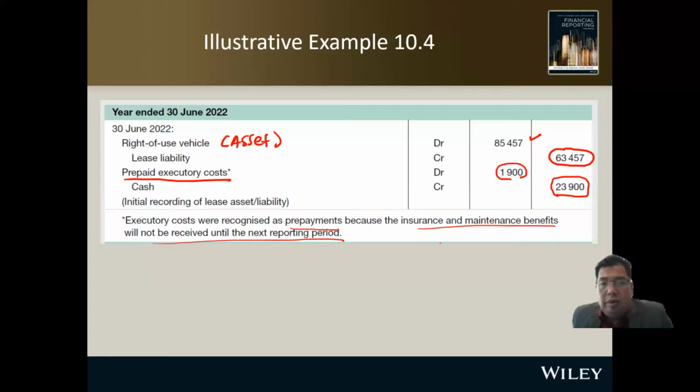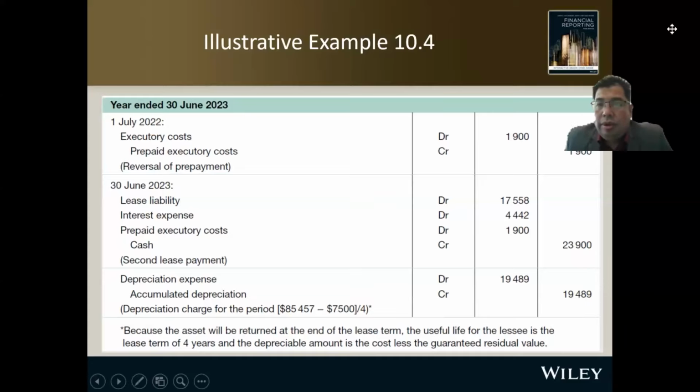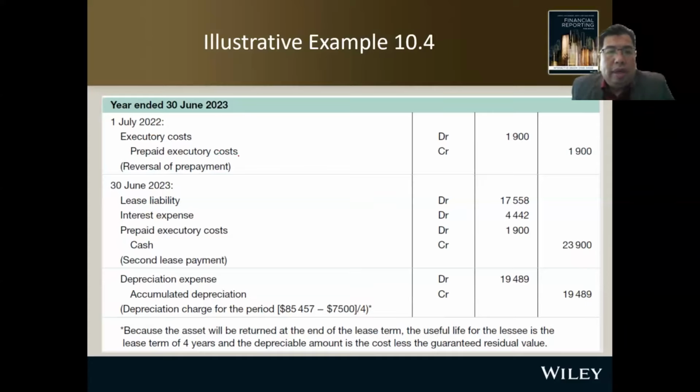So this is the process, or the journal entries, when we sign the contract to lease this asset. This is for the year 30th June 2022. For the 30th June 2023, we are going to do some adjustment. We're going to close the prepaid executory cost here. This is what we paid before. Since we already enjoyed the benefit of the insurance and maintenance, I'm going to debit executory cost. This is your expense. And I'm going to reduce your prepaid executory cost. This is your asset. I'm reducing the asset, increasing the cost by 1,900.